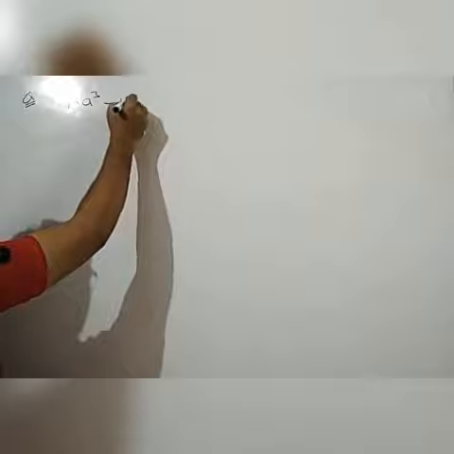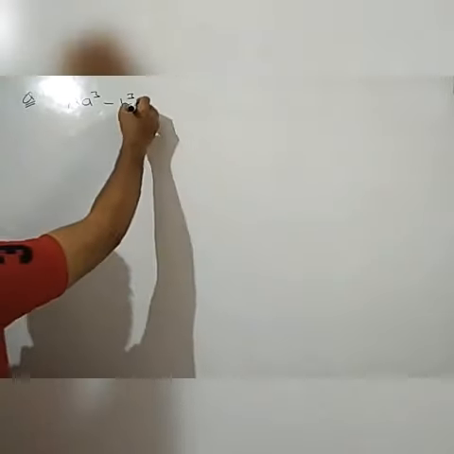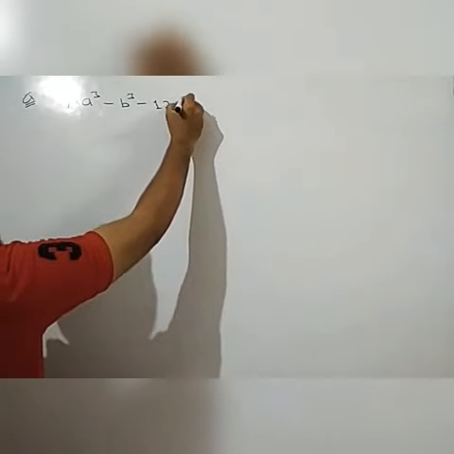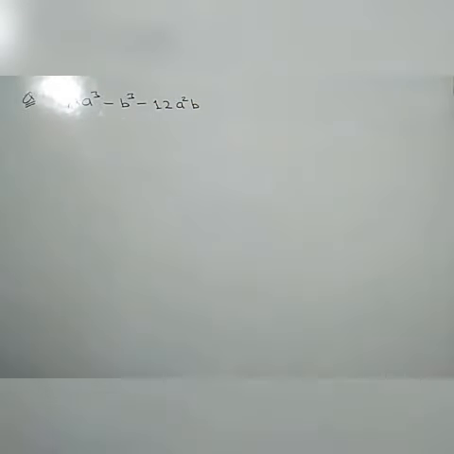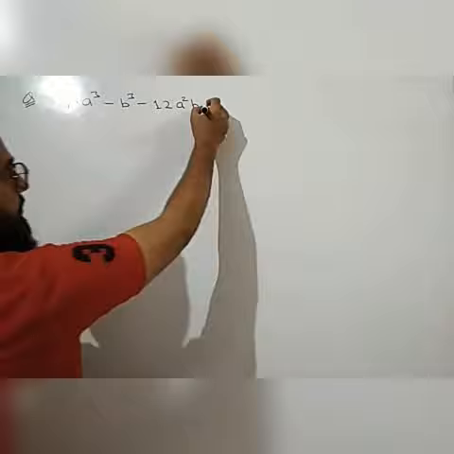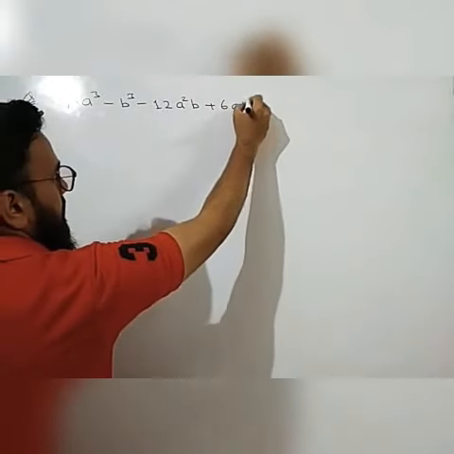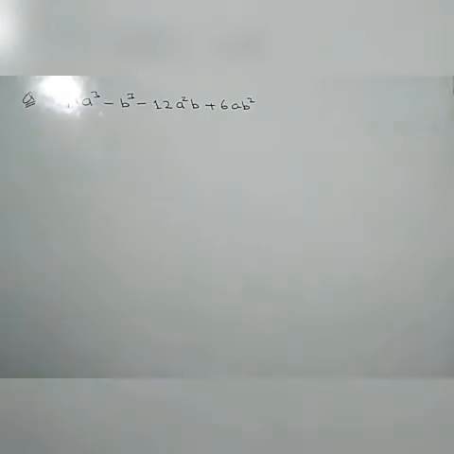That is more important. The question is 8a cube minus b cube minus 12a square b plus 6ab square. Okay, now in this question we have to factorize it.